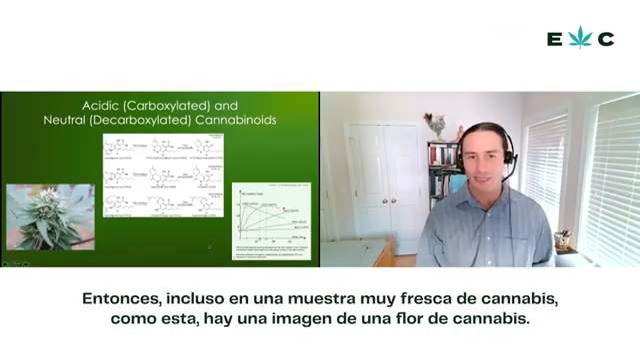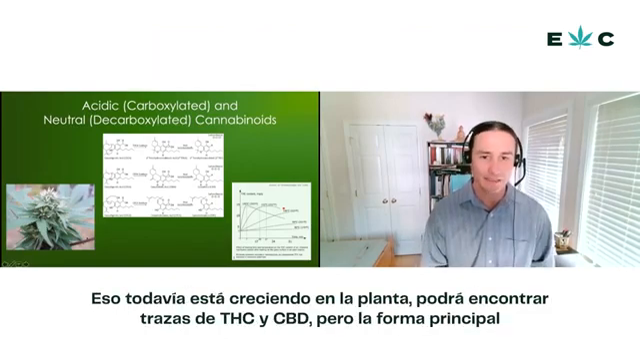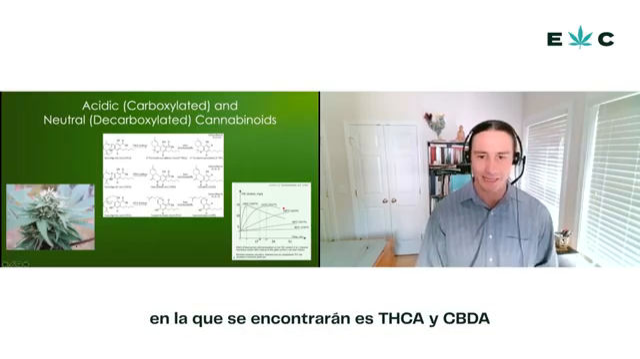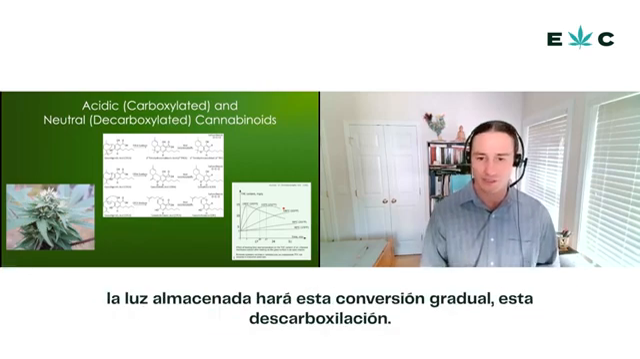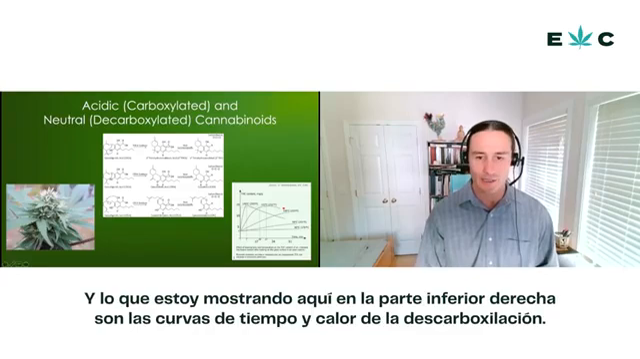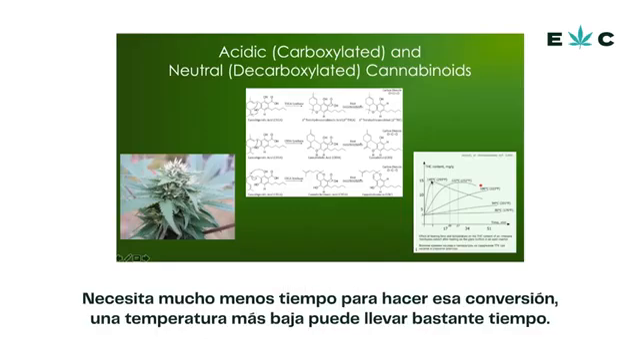So even in a very fresh sample of cannabis, like this is a picture of a flower of cannabis that's still growing on the plant, you'll be able to find trace quantities of THC and CBD, but the primary form that these will be found in is THCA and CBDA. And then over a period of time, depending on the temperature that that flower or that material is stored at, there will be this gradual conversion, this decarboxylation. What I'm showing here on the bottom right are the time and heat curves of decarboxylation, in this case, from THCA to THC. And so you can see if you're working with a higher temperature, you need much less time to make that conversion versus a lower temperature could take quite a long time.